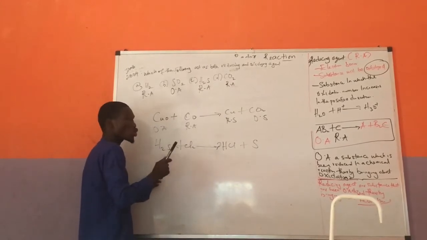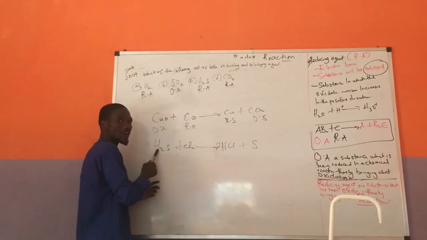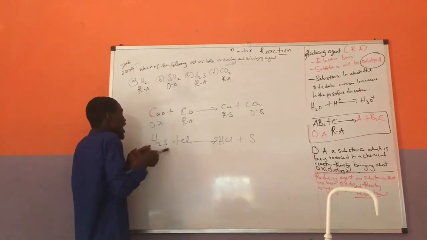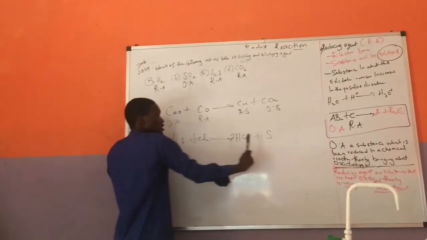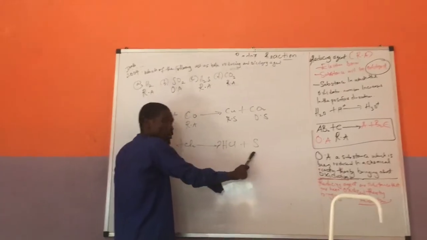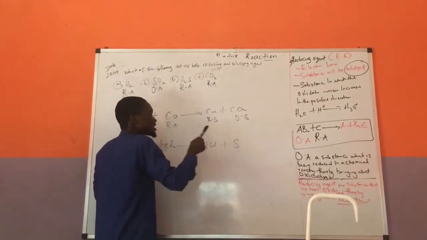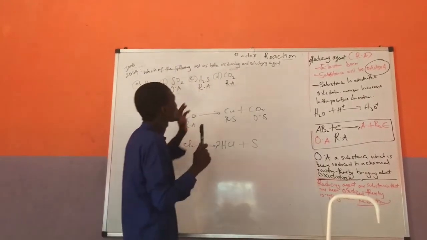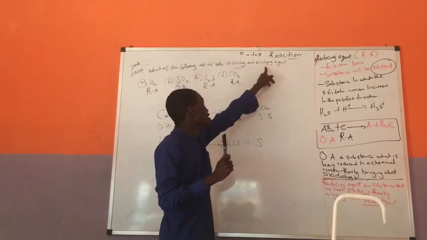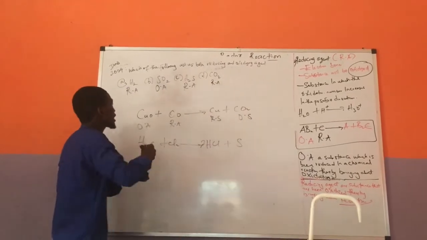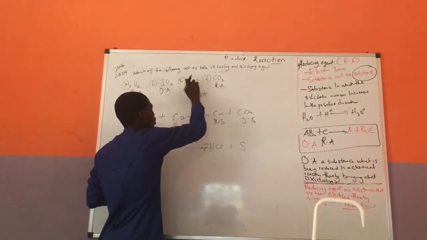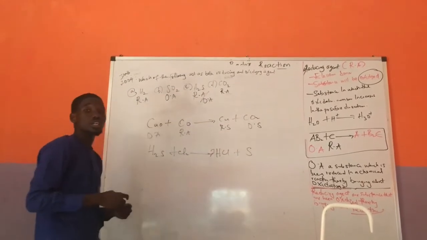Reducing agent. So automatically now, this hydrogen sulfide can act as reducing and oxidizing, because the hydrogen sulfide here is being reduced to sulfur here. But the sulfur here is acting also as what? Reducing, sorry, as the oxidizing agent. So the final answer here is what? C. This one can act as oxidizing and reducing agents.